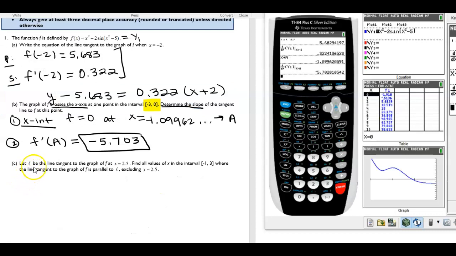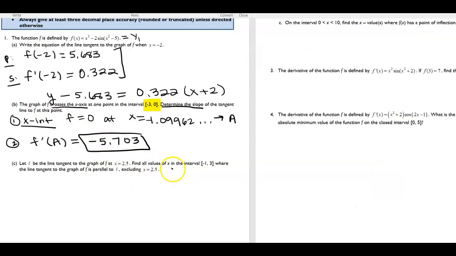In part C, it tells us that L is the line tangent to the graph of f at x equals 2.5. We want to find the values of x where the line tangent to the graph of f is parallel to L. And so that means the slope of f is the same as the slope of L. Parallel lines have the same slope. In other words, we want to know where is f prime equal to the slope of L. But the slope of L, since it was a tangent line, is f prime of 2.5. So the first thing we need to do is find the slope of L, which is f prime of 2.5.